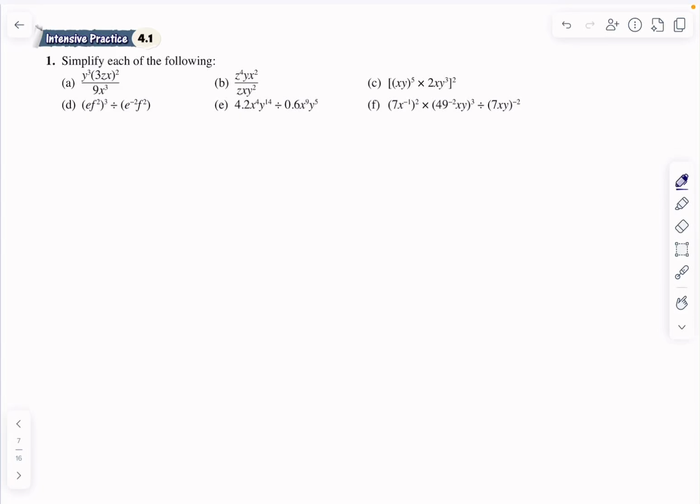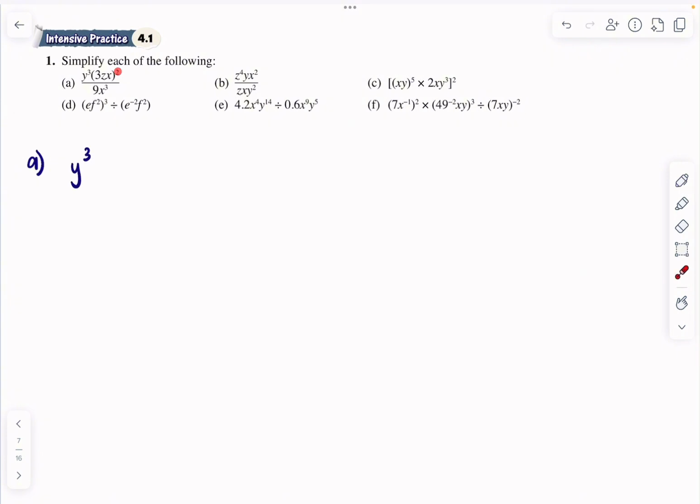Intensive Practice 4.1, question 1. Simplify each of the following. So they ask us to simplify this. So first what we can do is, y cube cannot do anything. So just bring down y cube.